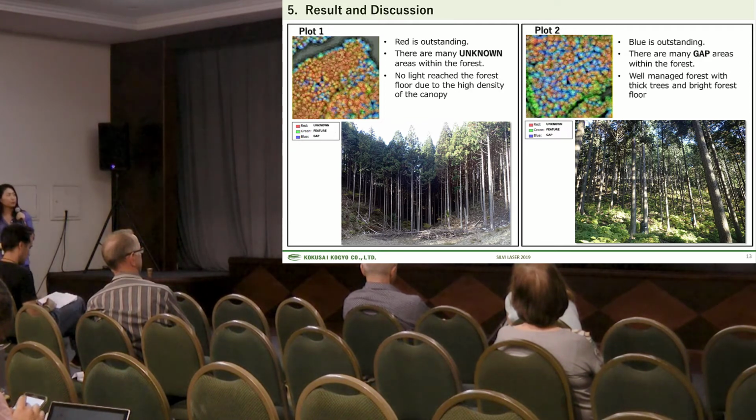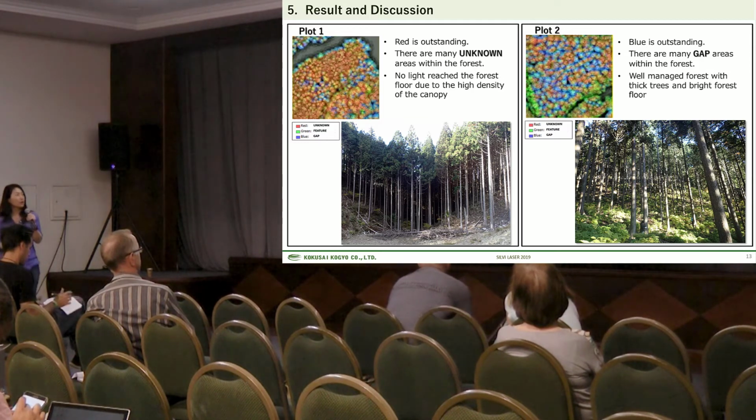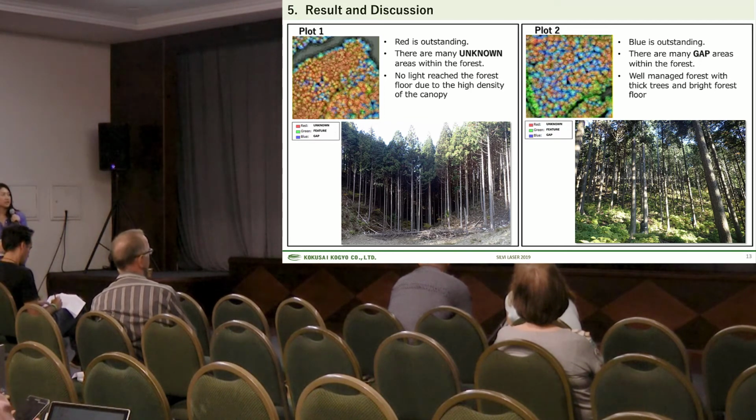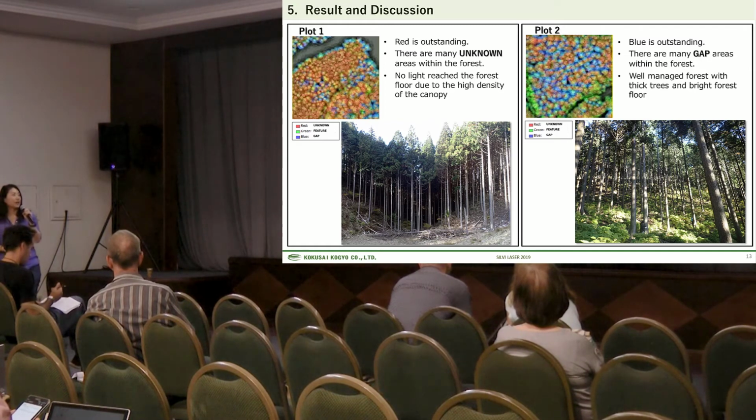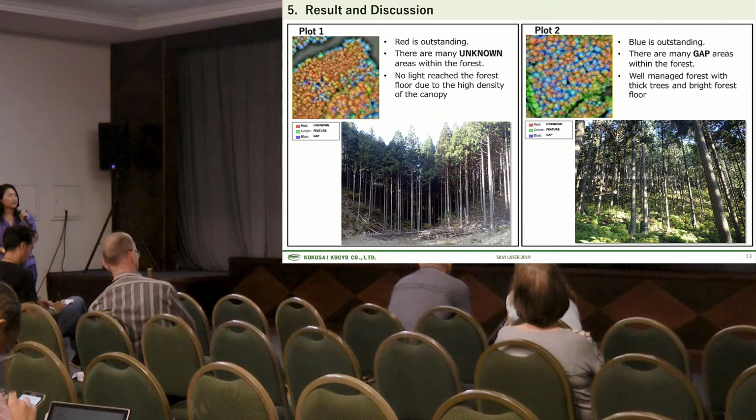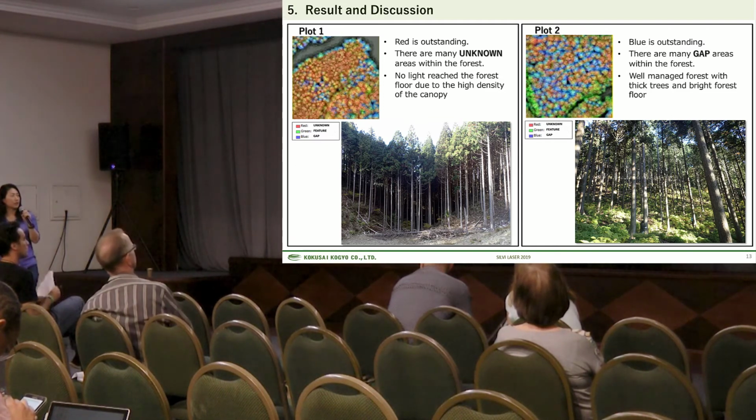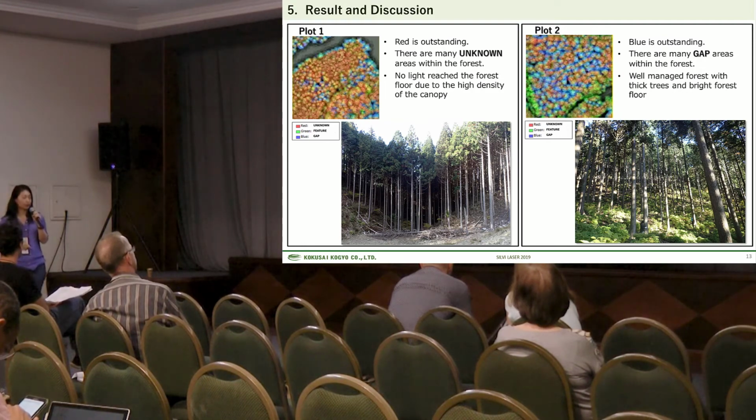In the case of plot 2, blue is outstanding. That is, there are many gap areas within the forest. So plot 2 is a well-managed forest. This is an 80-year-old forest, and the trees are thick and the forest floor is bright.